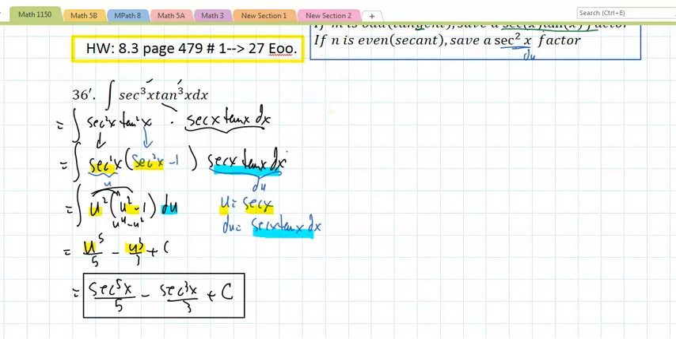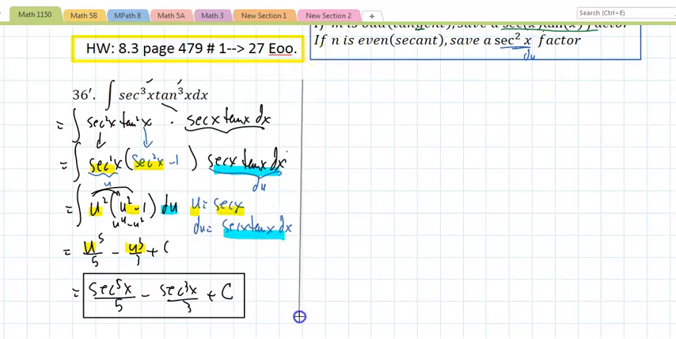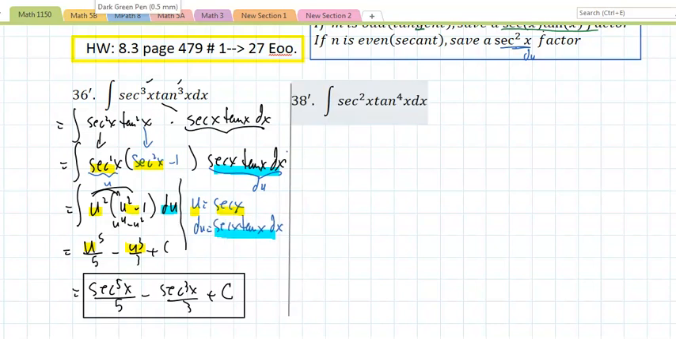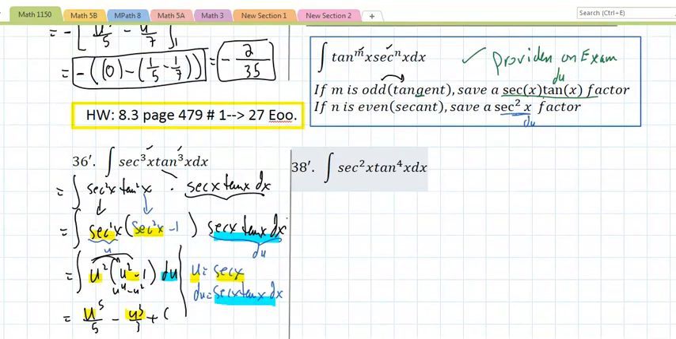Let me look at another problem. I have a couple more to go. If I notice they're both even, again, I know the rule applies. I'm going to follow this trend. So I'm going to save a secant squared. Well, hey, that's a secant squared. That's the whole thing, okay? Not to worry. So again, I'm thinking this is my du. What do you take a derivative of to get secant squared? Tangent. So I really don't have to do much work on this problem.